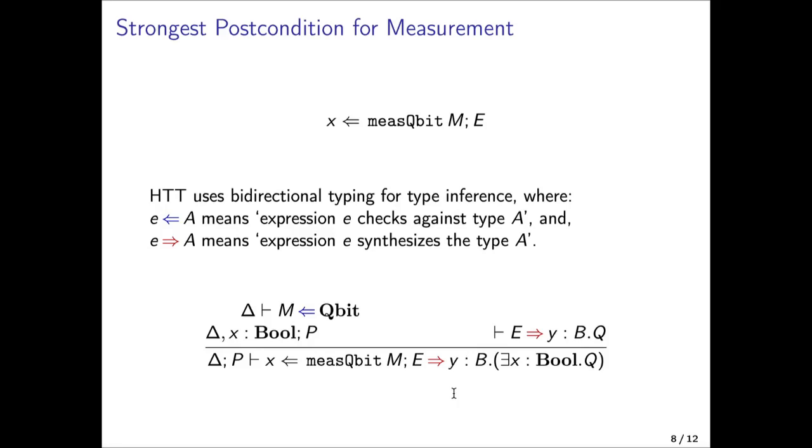So let's see what that will be for measurement. Here, this is the strongest postcondition for measurement, where what we are really saying is that M points to something, that is, it is allocated, and this lollipop symbol means that it gets changed to empty. That is, the M qubit, for example, gets deallocated, and that part of the heap becomes empty.